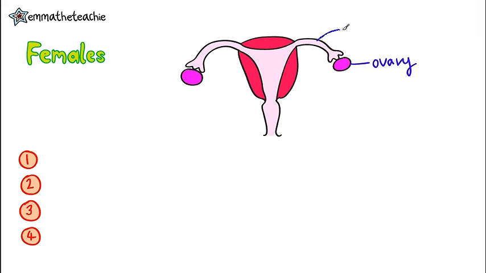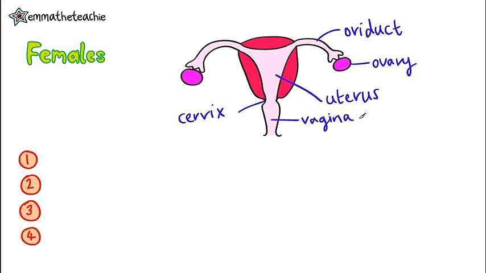First up, we've got the ovary, which is joined to the oviduct, or the fallopian tube. This is the uterus, this is the cervix, and this is the vagina.